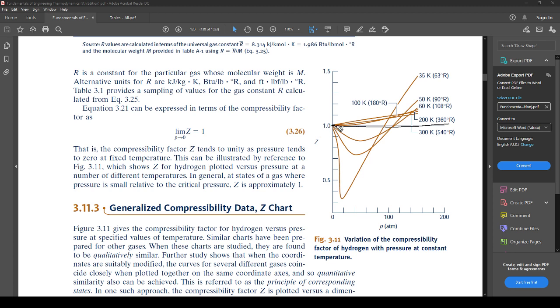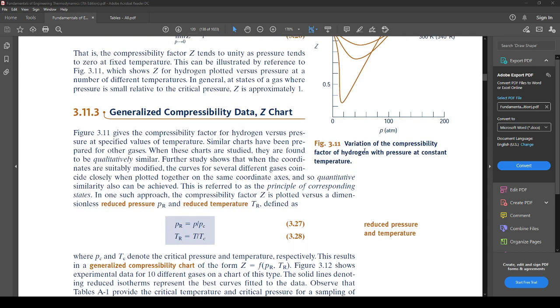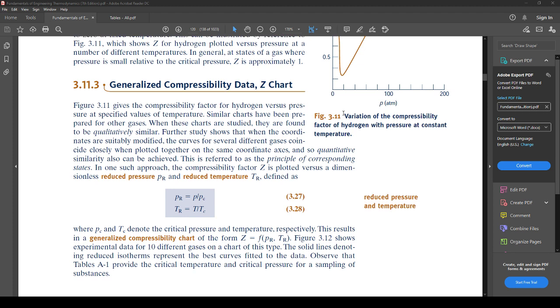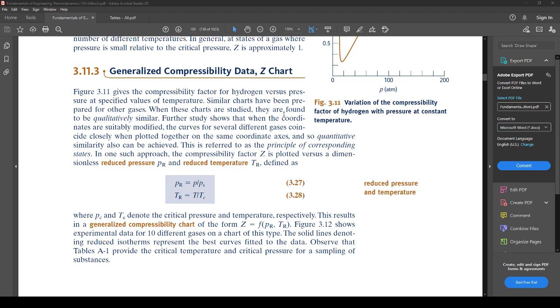So on this Z equals 1 line, that is what we're looking at. That is essentially an ideal gas, right? But outside of that, when you get Z values that get higher, it's not ideal. That's kind of what we're at right now. All right. And it says generalized compressibility data, Z chart. So right here, this is where we introduce these PR and TR values. So hold on to this again.